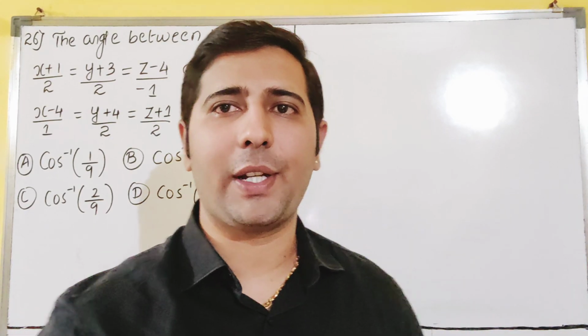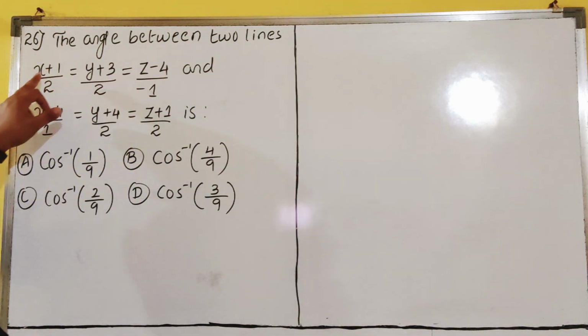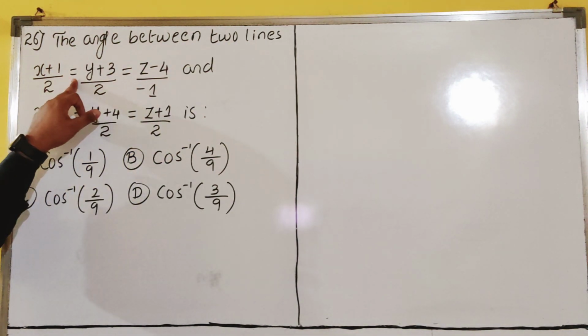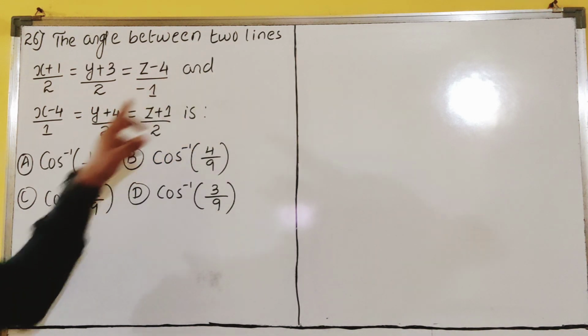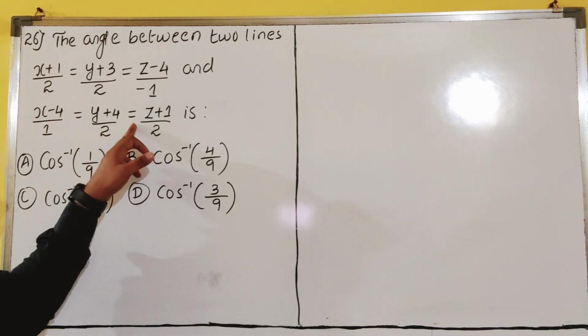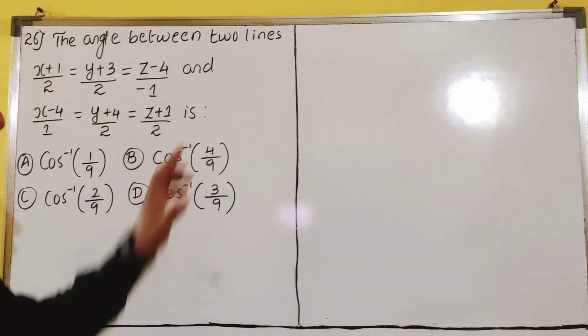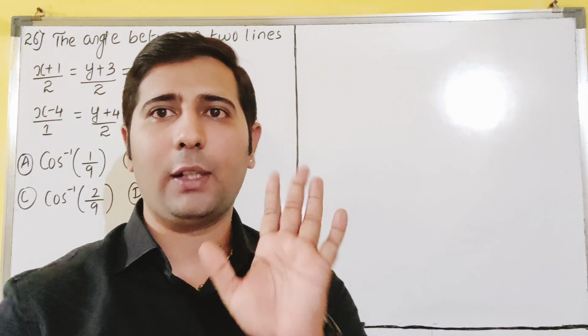Let us see the next question, dear students. 26. The angle between the two lines (x plus 1) by 2 is equal to (y plus 3) by 2 is equal to (z minus 4) by minus 1, and (x minus 4) divided by 1 is equal to (y plus 4) by 2 is equal to (z plus 1) by 2. So what is the option you have to say here? So angle between the two lines.